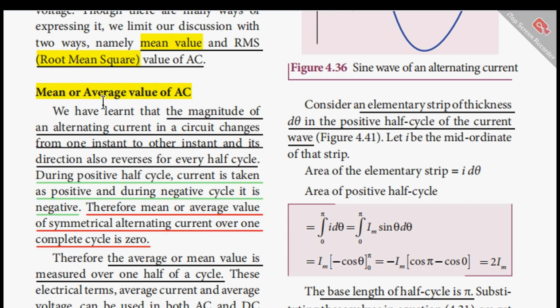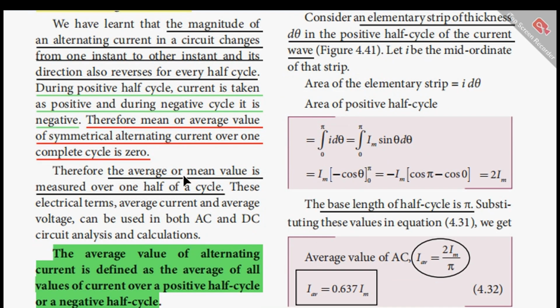Now let us see what is mean or average value of alternating current. We have already learned that the magnitude of an alternating current in a circuit changes from one instant to other instant, and its direction also reverses for every half cycle. During the positive half cycle, current is taken as positive, and during the negative half cycle, it is negative. Therefore, the mean or average value of symmetrical alternating current over one complete cycle is 0. Therefore, the average or mean value is measured over one half of a cycle. These electrical terms, average current and average voltage, can be used both in AC and DC circuits analysis and calculations.